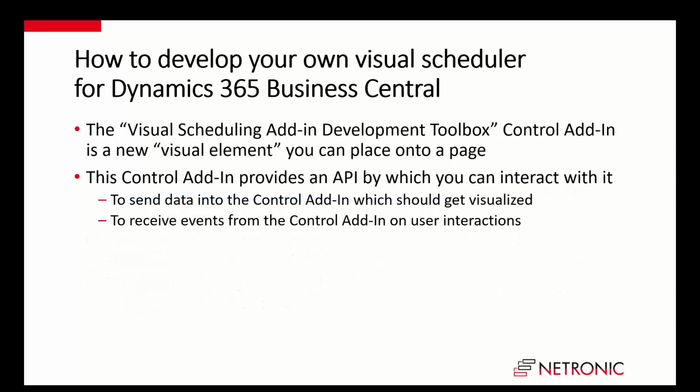The visual scheduling add-in development toolbox is a control add-in, a new visual element you can place onto a standard Business Central page. This control add-in provides an API by which you can interact with it in two ways. One way is to send data into the control add-in, which should get visualized. The other is to receive events from the control add-in on user interactions, which you can react on.